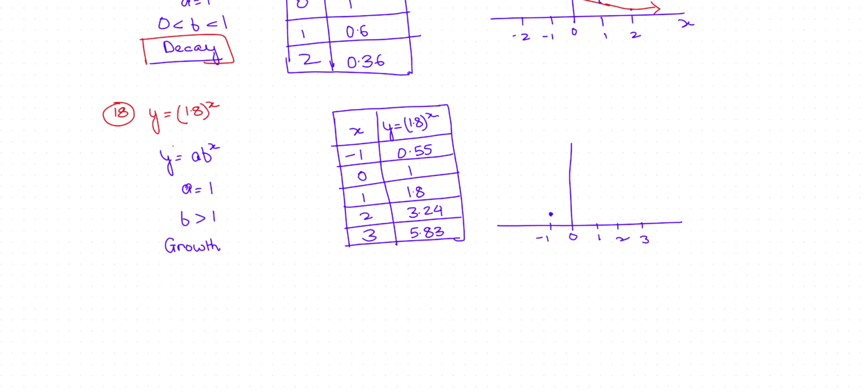With 0, it is 1. With 1, it is 1.8. So 2, it is 3.24. And with 3, it is 5.83. So we see that it is approximately.